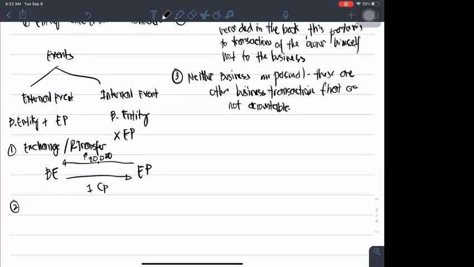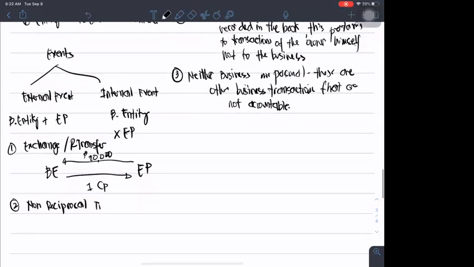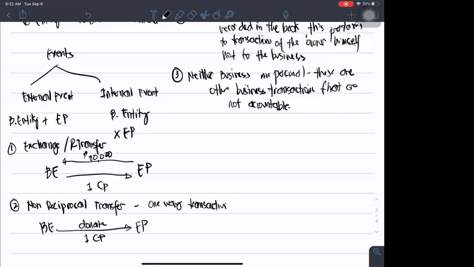The second type of external event is your non-reciprocal transfer. Non-reciprocal transfer means that it is only a one-way transaction. So for example, the business entity will donate one cell phone to the external party. The donation here is a non-reciprocal transfer because, of course, when you donate something, you don't intend to receive something in return. Generally, whatever you give, you don't expect to receive something. So that is a non-reciprocal transfer.